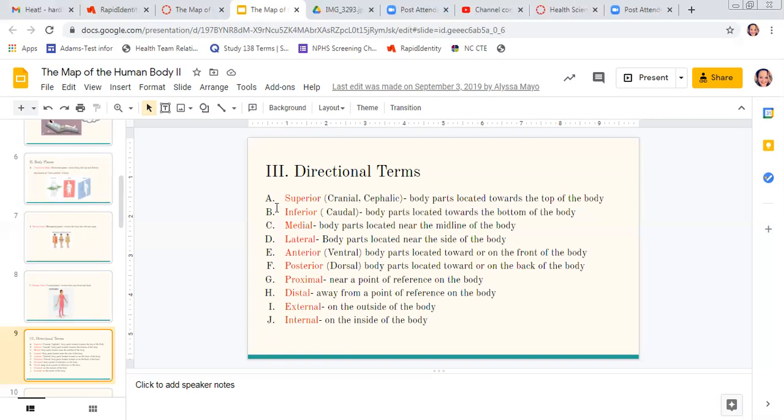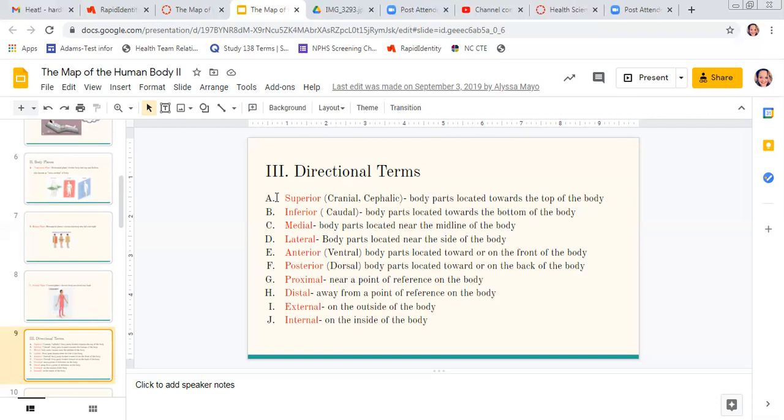So superior and inferior: if you think of who your superior is, it's your boss. It's the person who's at the top. So your superior, if you're talking about something like that, is the top. So it's located towards the top of the body. So the nose is superior to the mouth because the nose is more on top than the mouth. Inferior would be located towards the bottom of the body. So your ankles are inferior to your knees. Your ankles are more towards the bottom of the body than your knees.